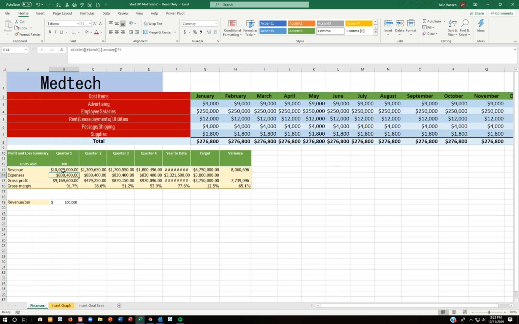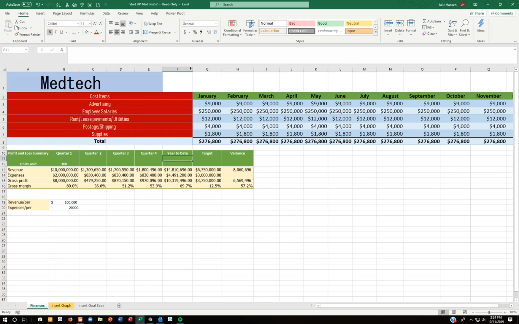Okay? And then your expenses, let's just keep it simple. So expenses per unit, maybe they're 20,000. So then for the expenses, you take that 20,000 multiplied by how many you're going to sell, and so on. And this gross profit's excellent, right? Okay, now I got some things going on here, so I need to expand that.